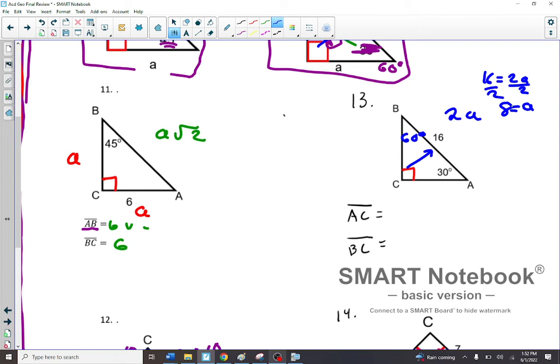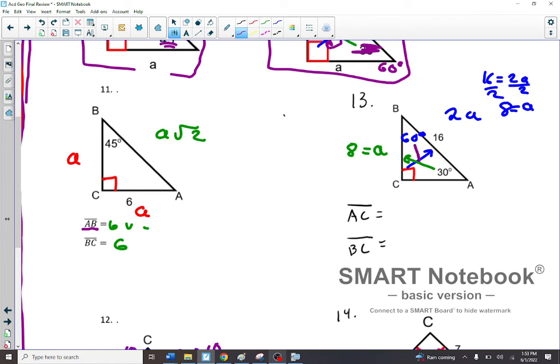Because you've got to divide by 2. So A equals 8. Now, let's look at 30. Across 30 degrees should be the A. We figured out what A was. What was A? 8.